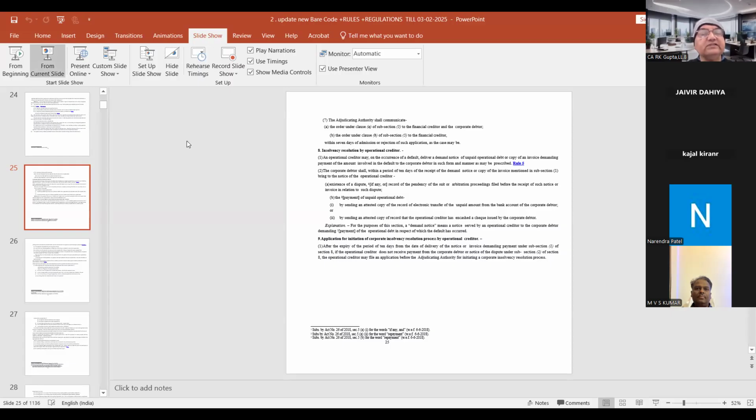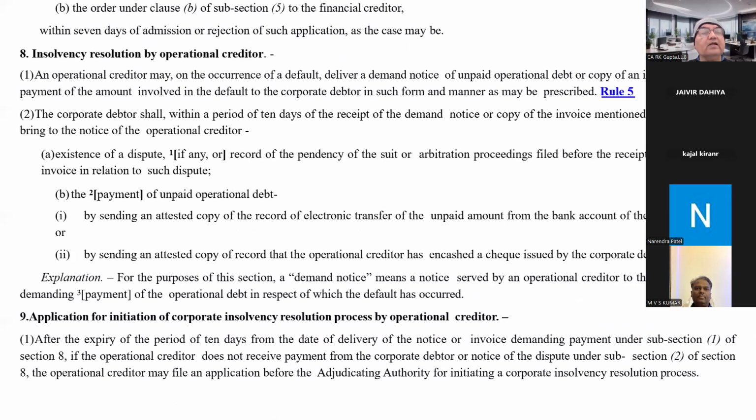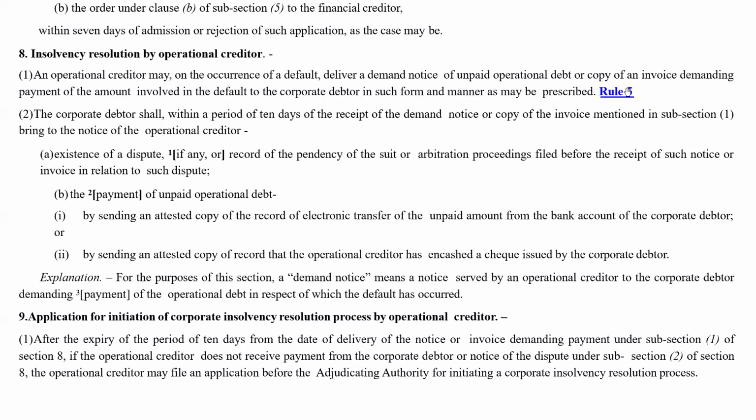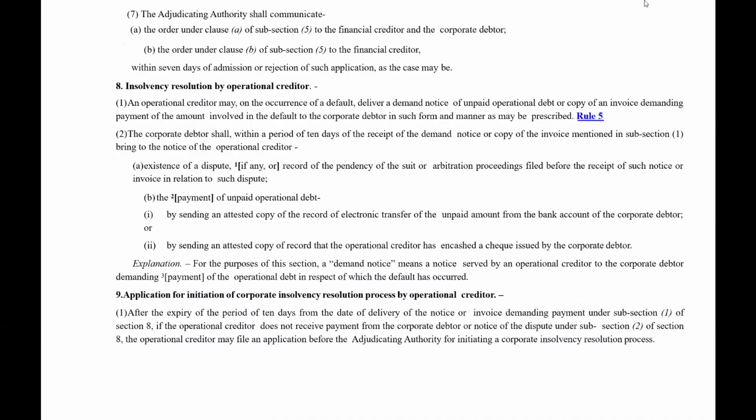Section 8. What does section 8 say? Section 8 says that an operational creditor... Now, who is an operational creditor? Other than a financial creditor, one giving goods and services, or government agencies. Suppose the income tax department has got dues of 2 crores. Whether the income tax department can file a petition under IBC? Yes, sir. So anybody who has supplied goods or rendered services, or who is an employee or a government department, all are covered under operational creditors.